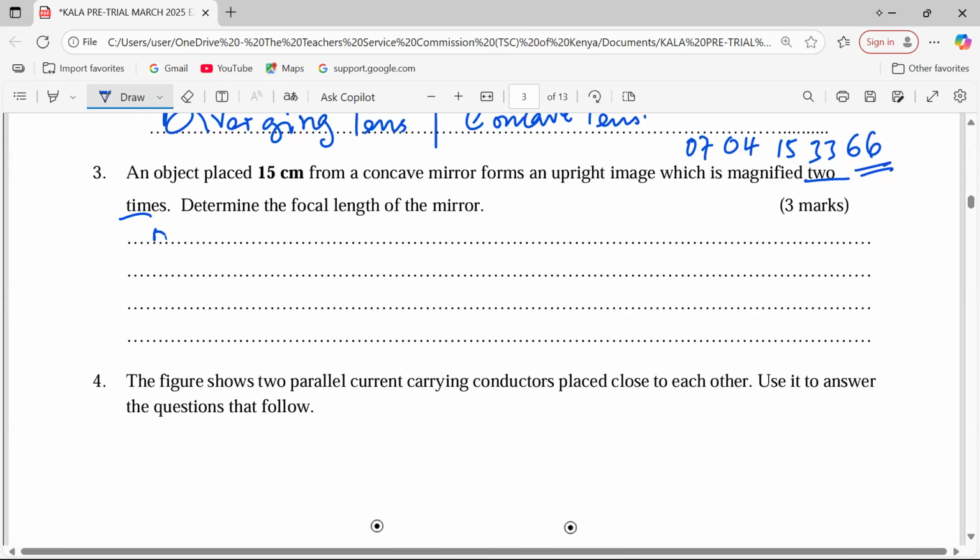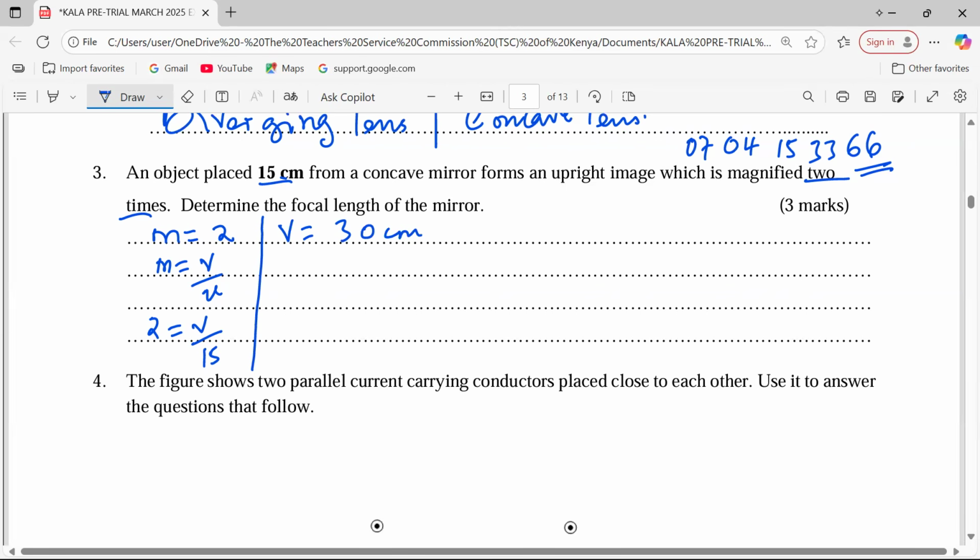So here we are saying that magnification is 2. And how do we get magnification? Basically, distance of the image out of distance of the object. So this 2 is given by the image distance, v, out of the object distance, u. The object distance is where the object is placed in front of the mirror, which is 15 centimeters. Therefore, v is 30 centimeters. The image is formed 30 centimeters from the mirror.